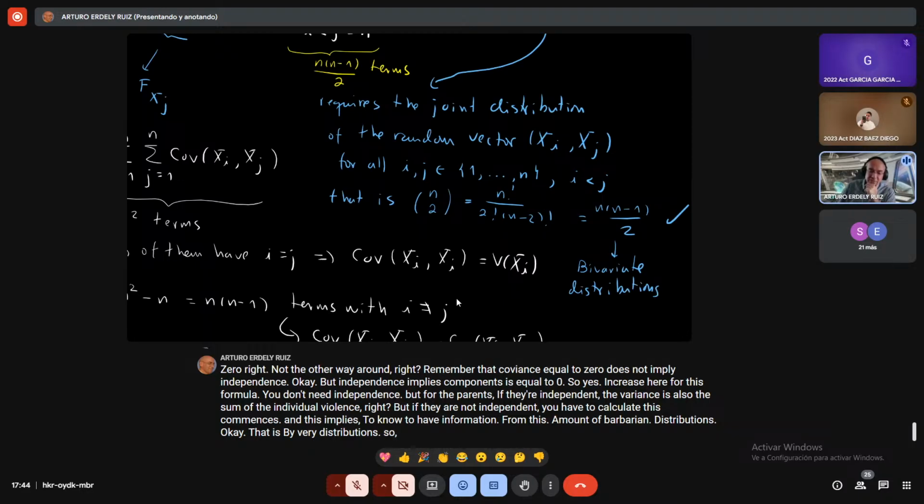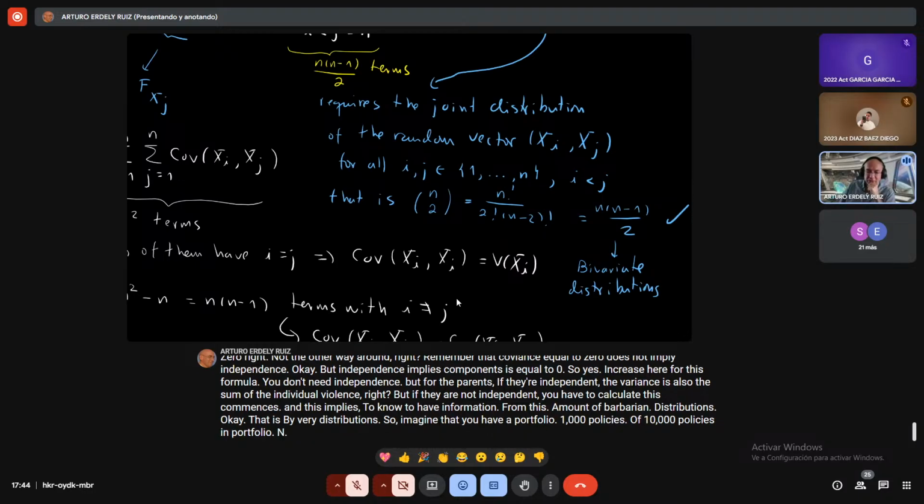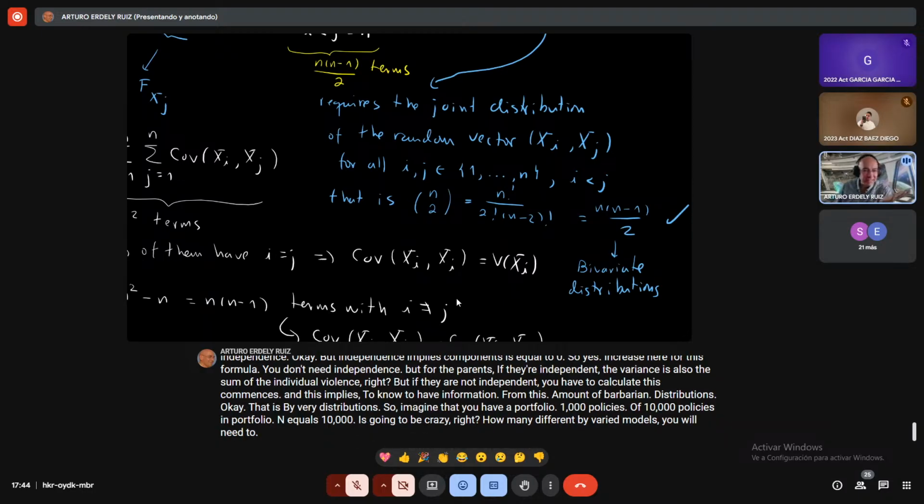So imagine that you have a portfolio of 1,000 policies or 10,000 policies. N equal 10,000. It's going to be crazy, right? How many different bivariate models you will need to estimate? Crazy, right?